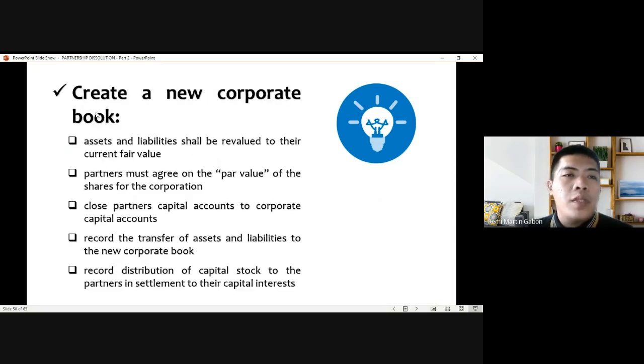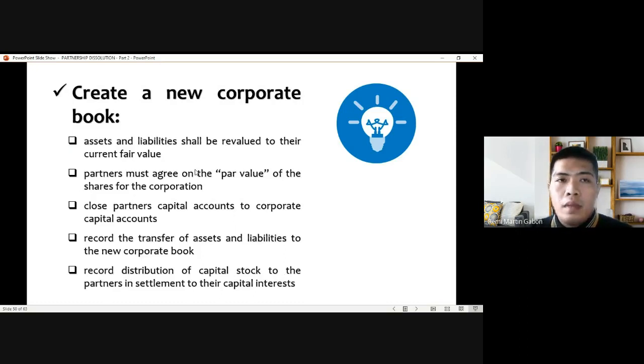If the assumption is to create a new corporate book, again, assets and liabilities shall be revalued to their current fair value. Partners must agree to the par value of the shares of the corporation. Par value again will be provided. Close the partners' capital accounts to the corporate capital accounts. Then the additional consideration is we have to record the transfer of assets and liabilities to the new corporate book and to record the distribution of capital stock to the partners in settlement of their capital interest.